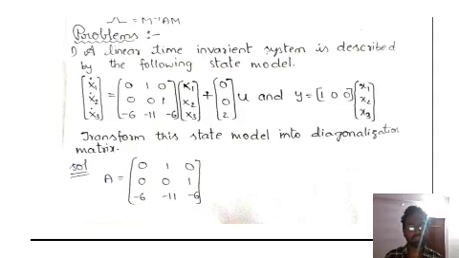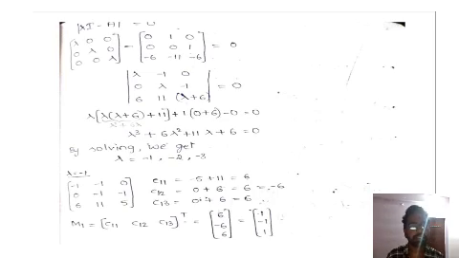Here the solution for this diagonalization: A equal to the matrix 0 1 0, 0 0 1, and minus 6 minus 11 minus 6. Here it was written from the question. And next, determinant of lambda I minus A equal to 0. Again the matrix lambda 0 0, 0 lambda 0, 0 0 lambda, minus the matrix 0 1 0, 0 0 1, and minus 6 minus 11 minus 6, that equal to 0.